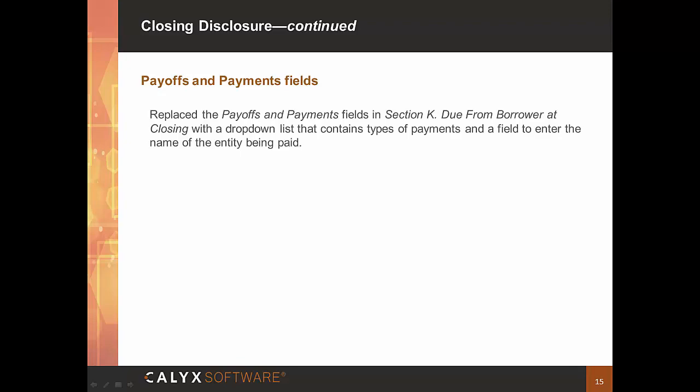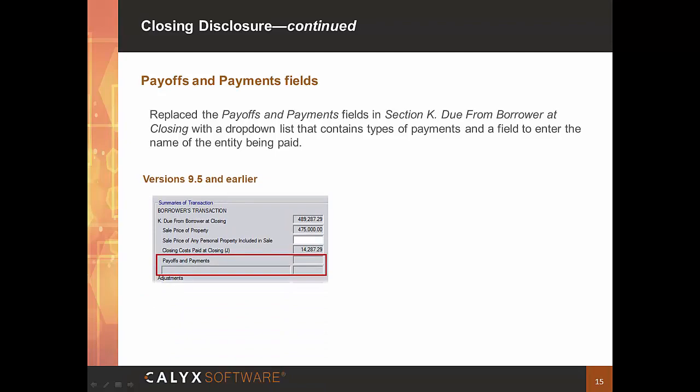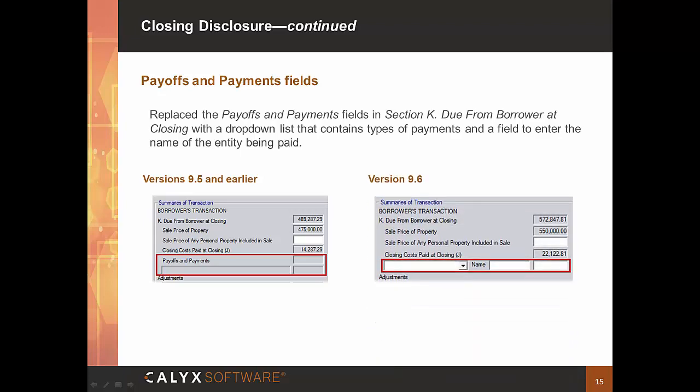Payoffs and payments. We replaced the payoffs and payments field in section K, due from borrower at closing, with a drop-down list that contains types of payments and a field to enter the name of the entity being paid. So on the left you can see what 9.5 and earlier. On the right is version 9.6. So you can see there's a drop-down, a name, and amount.